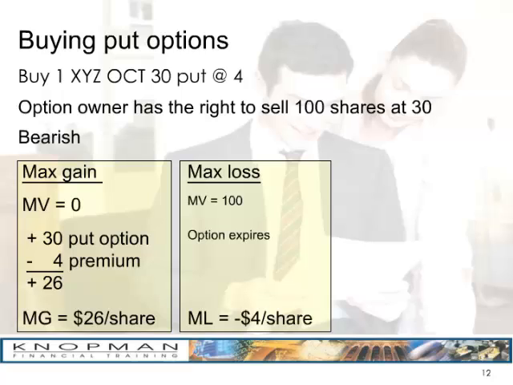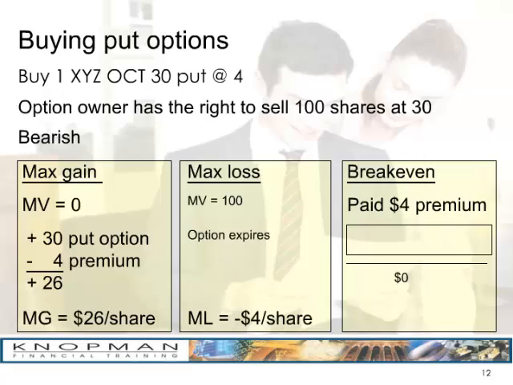This option would be out of the money. For put options, a put option will be out of the money when the market value is above the strike price. So we would just lose the premium.